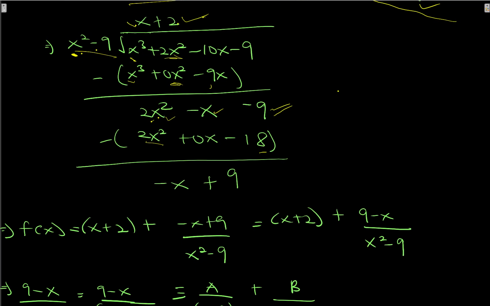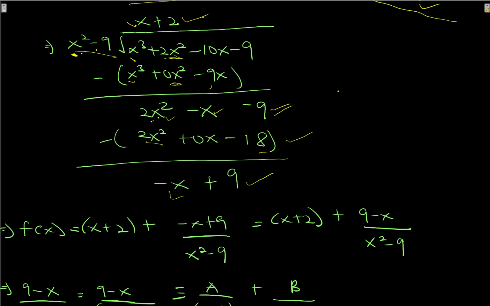Okay, so you obtain this. Okay, so now let's simplify. Negative 9 minus negative 18 is just negative 9 plus 18, which is 9. The negative x minus 0x is just negative x. Then 2x squared minus 2x squared gives you 0x squared.